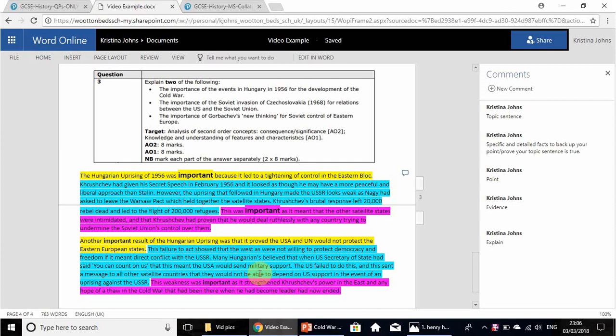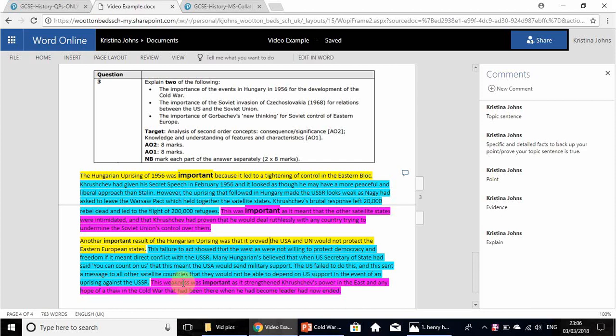Okay, so for my second paragraph, I've said that the Hungarian uprising proved that the USA would not protect people in Eastern Europe if they wanted to rise against the Soviet Union. The facts that I've given are all about the fact that the US Secretary of State had said that they could count on them and then he didn't actually give them military support.